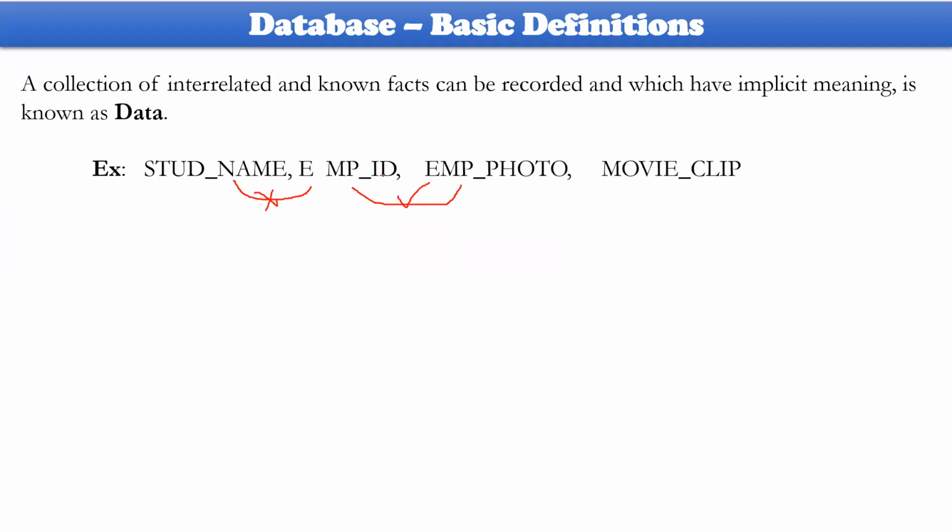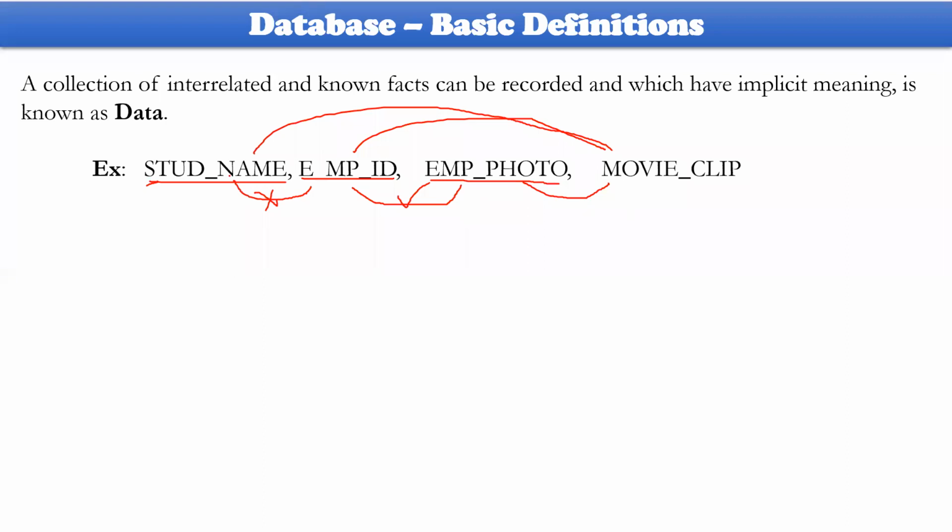If you combine employee ID and employee photo, yes, it could be okay. But if you combine student name with movie clip, there is no meaning. We cannot achieve any kind of information or draw any information from these. I have given only examples. Employee, student name, student underscore name, employee EMP underscore ID, EMP underscore photo. These are just examples.